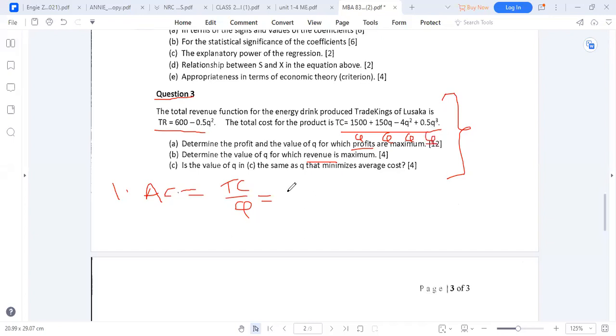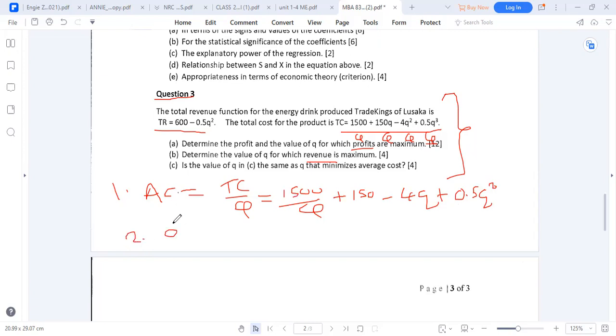So here, average cost to be what? 1,500 over Q plus 150. So this Q and that cancel. Minus 4Q, because of the 2 Qs we're going to remain with 1. Then plus 0.5Q squared. Step 1, find the function.